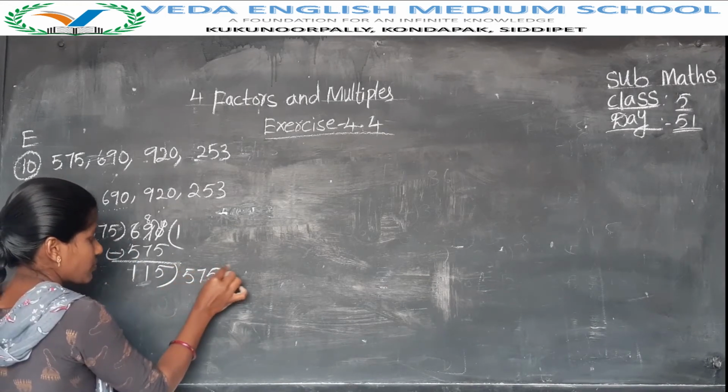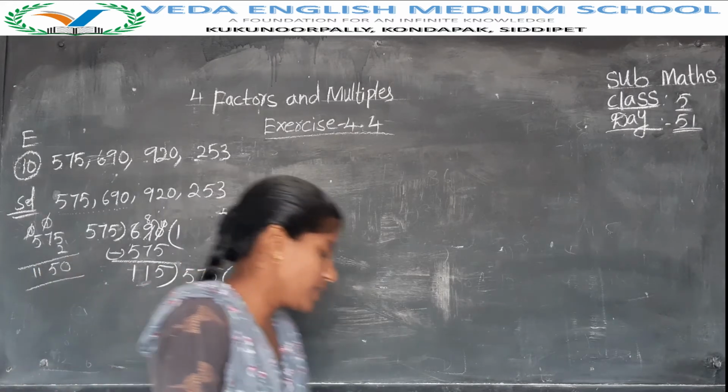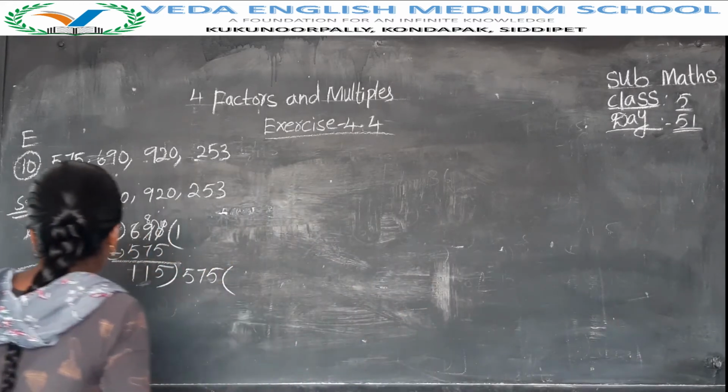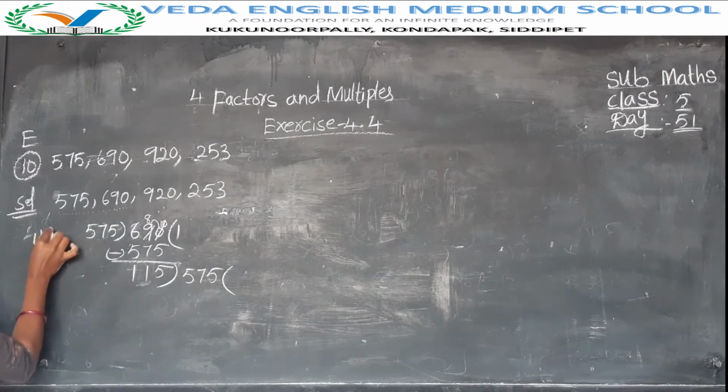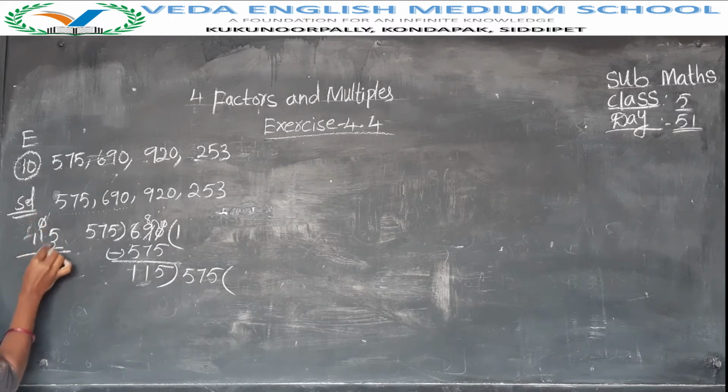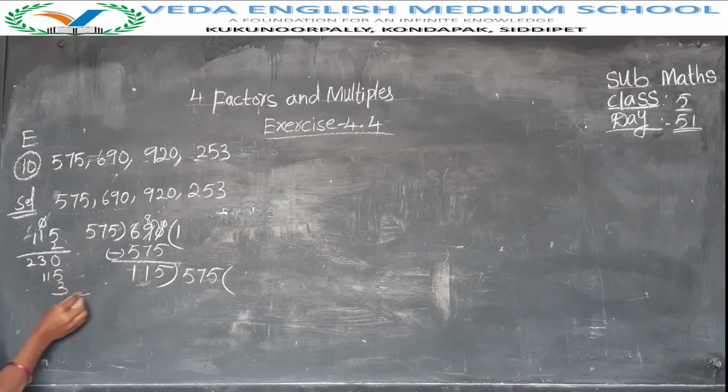Now I need to check whether 575 comes in the 115 table. 115 table. First, 2 5s are 10, 0 here. 2 1s are 2, 2 plus 1 is 3, 2 1s are 2, 230. Next, 3 5s are 15, 5 here, 1 will become carry.